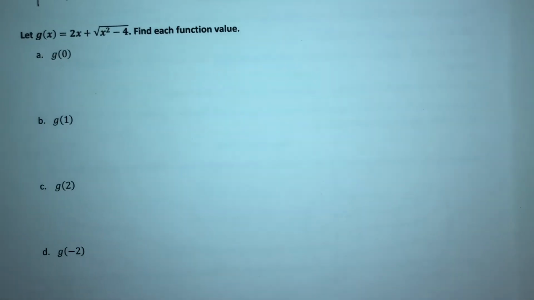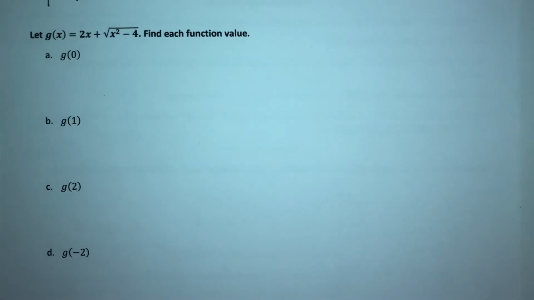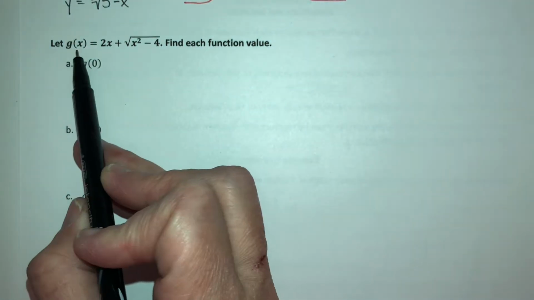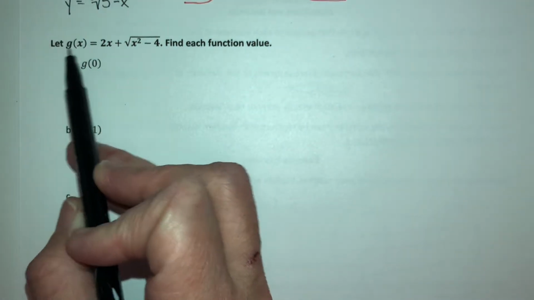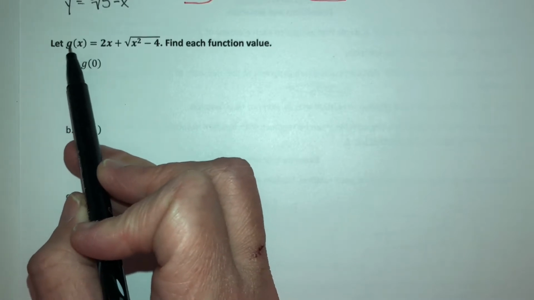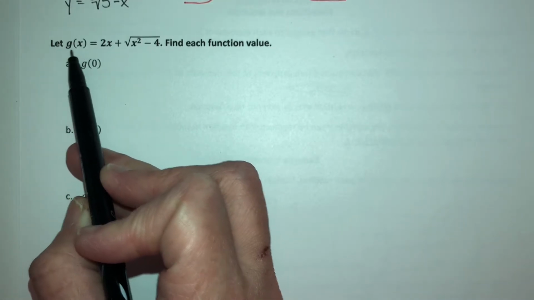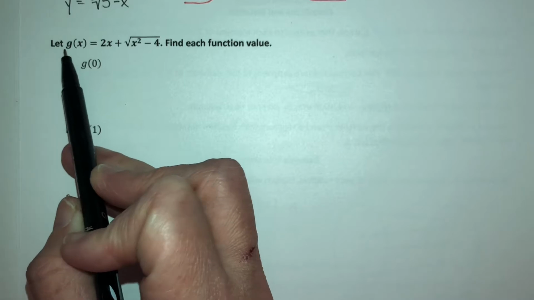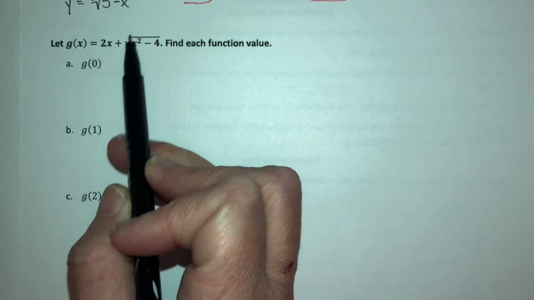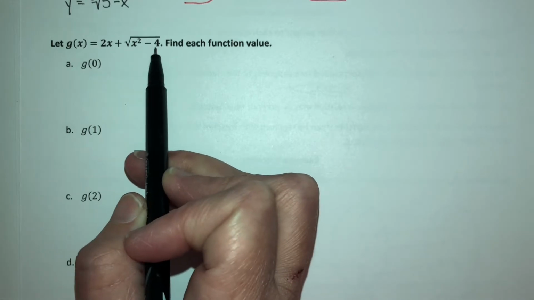This is part 3 of section 1.3, functions. So now we're going to talk about using function notation. Okay, so if g of x, this can be g, f, h, r, a bunch of different things. It's usually just sort of an identifier. This is saying, go look at the function we've labeled g. So g of x is equal to 2x plus the square root of x squared minus 4.